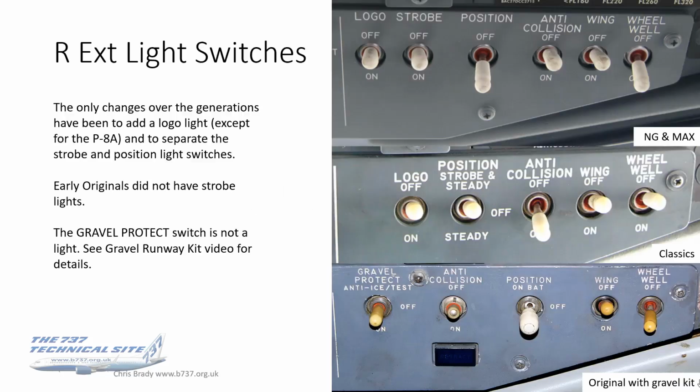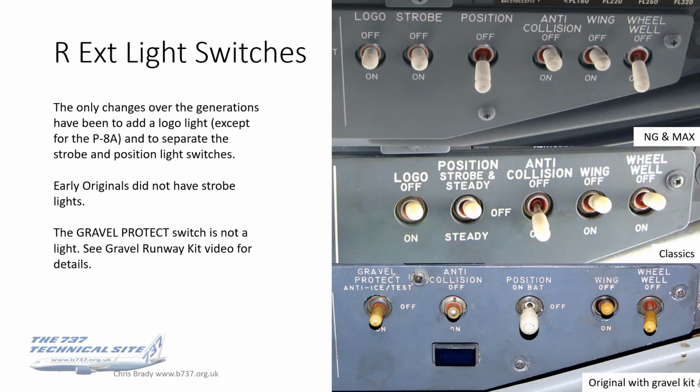So on the right hand side, we've got logo, strobe, position, anti-col, wing and wheel well on most aircraft. I say on the Classics, this particular one, the strobe and position lights were combined. And on the Originals, well, some Originals, this one had the unpaved strip kit or the gravel kit, whatever you call it. You've got the gravel protect switch there, which has nothing to do with any lights. If you want to see more about that, see my gravel runway kit video.